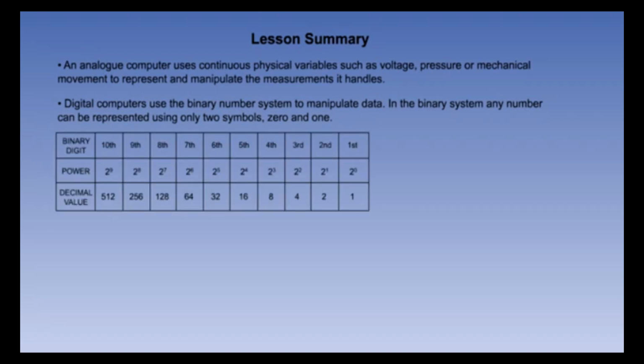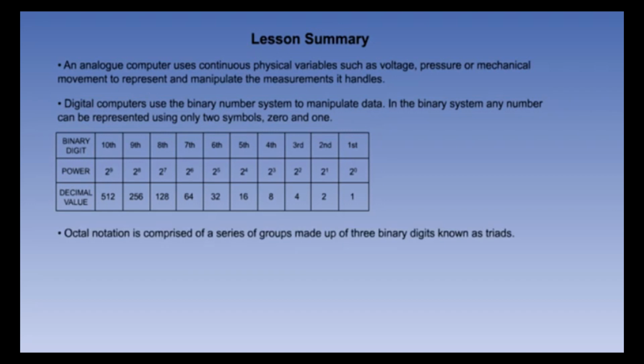A binary number can be converted to its decimal equivalent and vice versa using the table shown here. Octal notation is comprised of a series of groups of 3 binary digits known as triads. Since the largest decimal number that can be represented by 3 binary digits is 7, this is a base 8 system. The hexadecimal or hex numbering system uses a base of 16. It uses the numbers 0 to 9 along with the letters A to F to make up the 16 required symbols.